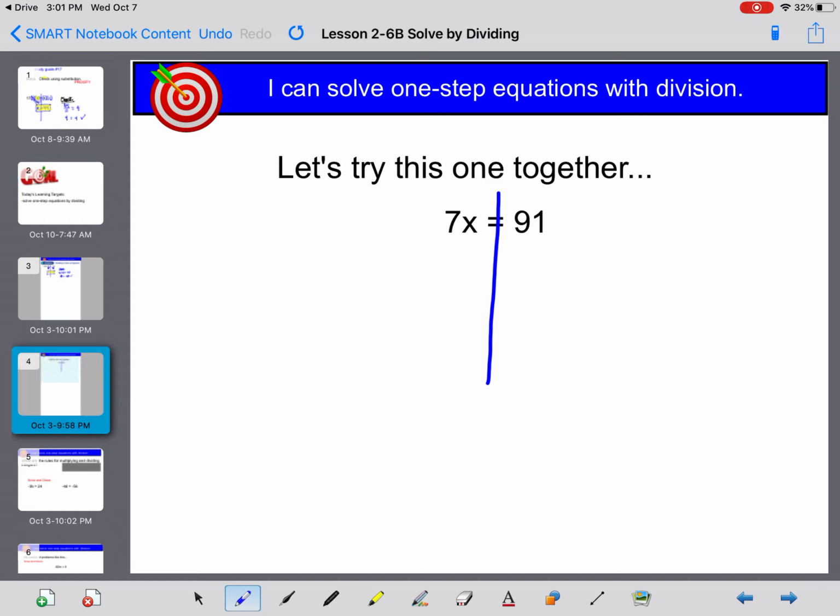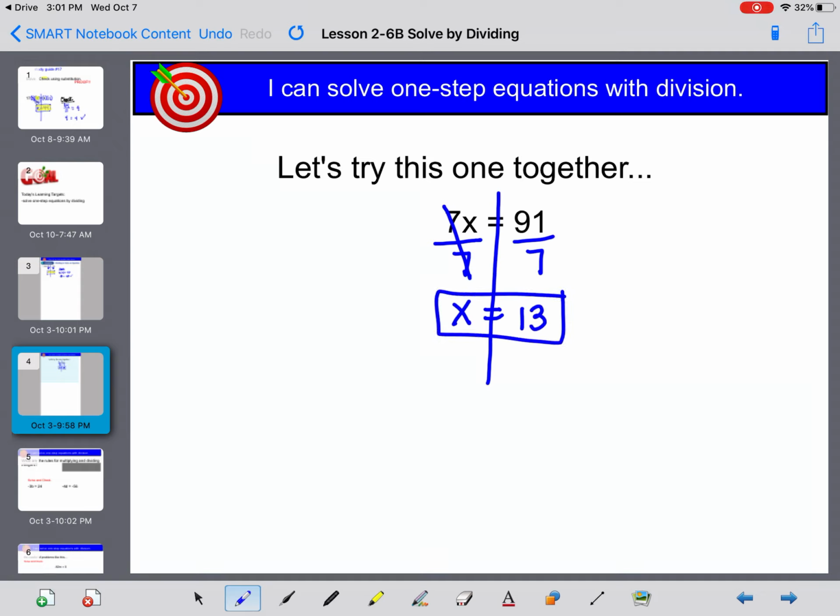Let's try one more together. Step 1, draw a line down the equal sign. Step 2, focus on the side that has your variable, in this case, the left side. Step 3, do the inverse operation. Right now, I've got 7 times x, so I am going to divide by 7 and leave your x alone. Notice I didn't write divide by 7x. That would be wrong. Just divide by 7. Then I take 91 divided by 7, and I get 13.